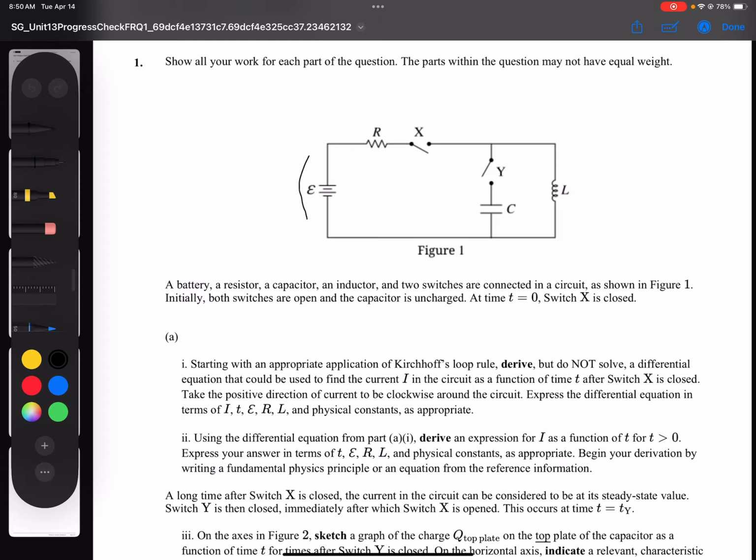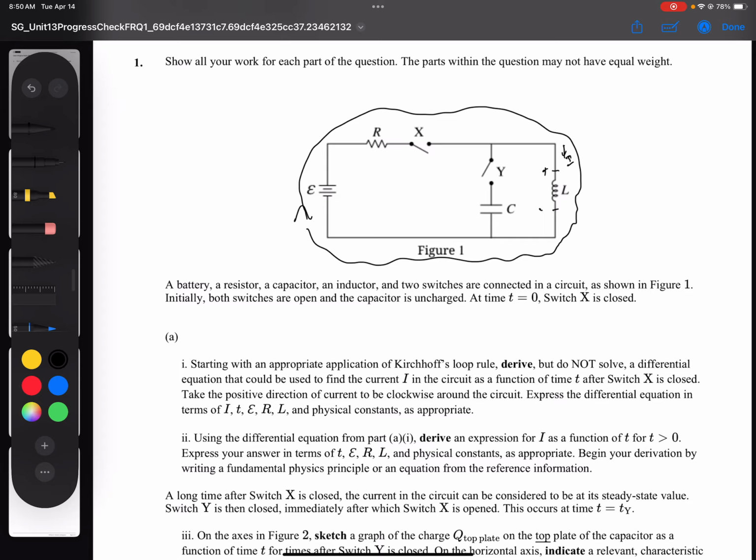All right, so here we have our loop rule, and we know that the EMF is going to go up via the battery, and then it's going to drop across the resistor. And then here for the inductor, to clarify, this here is going to be the positive end of the inductor, and that there is going to be the negative end of the inductor. And since we're drawing our loop clockwise, I have current coming in this way, so it's going to be minus L dI/dt for the potential drop across the inductor.